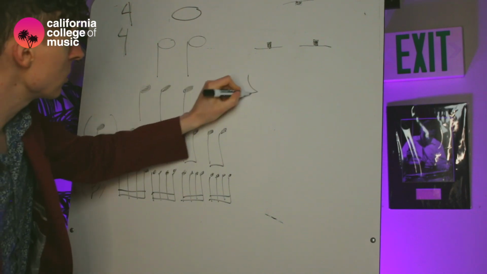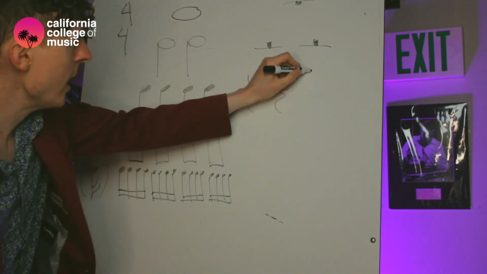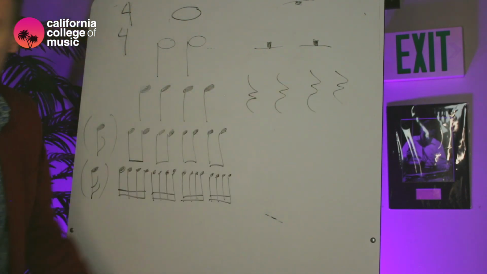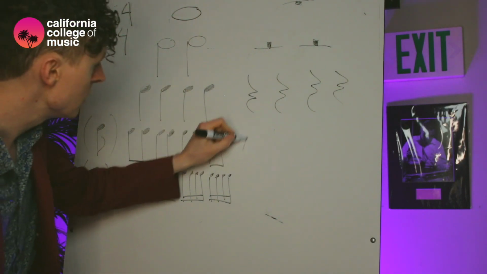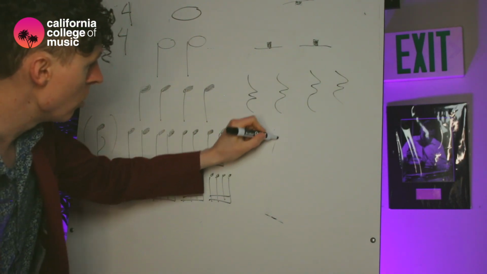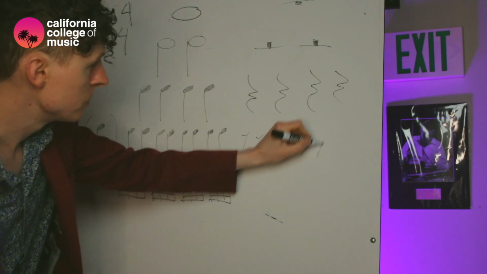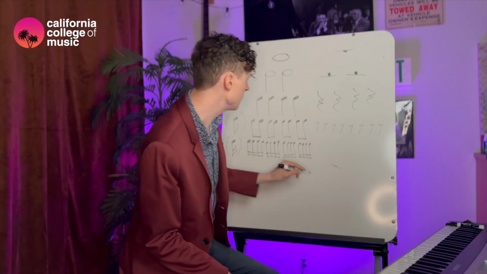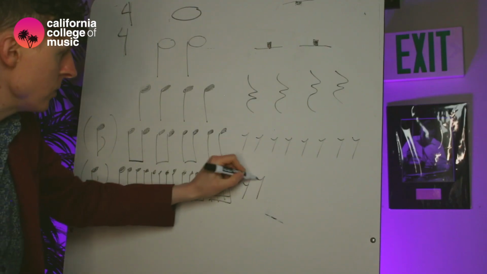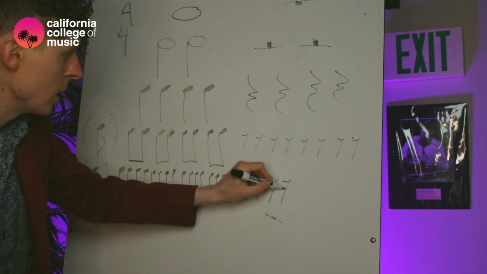Quarter rests, they sort of look like this Harry Potter squiggle. Eighth rests, they kind of look like these little curly cues. 16ths, they look like the 8th rests, except that they have 2 of the little curly cues coming off them.